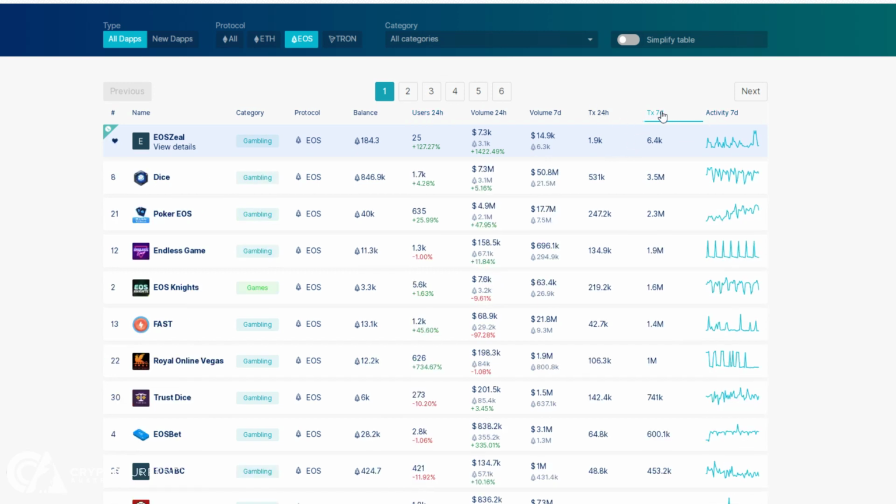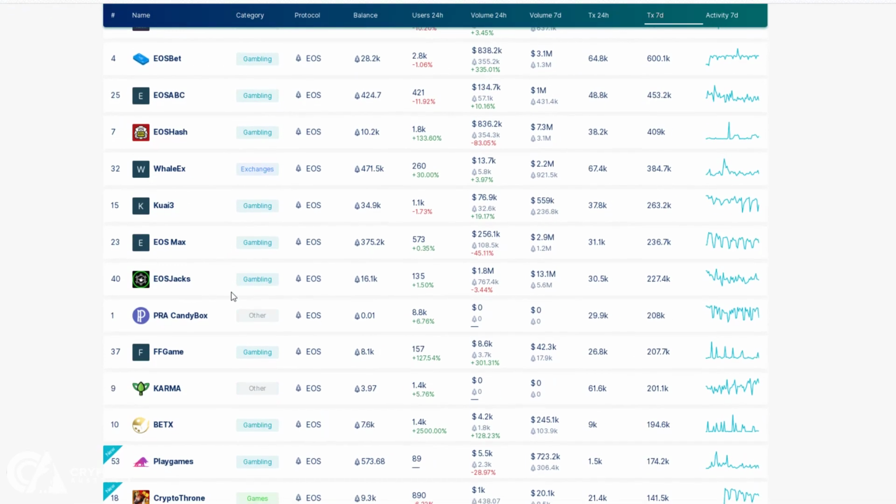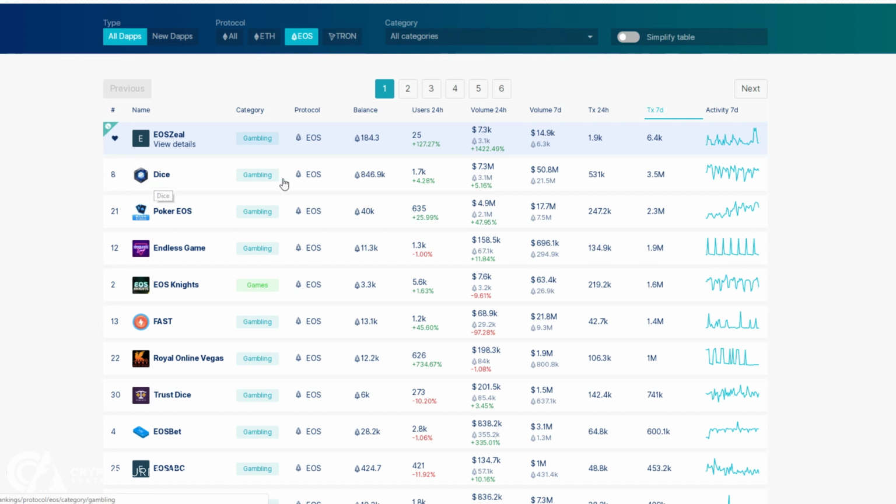So if we go to transaction volume over seven days here, this is where the gambling side of EOS really starts to show. You have a look here in the top 10 to 20 dApps, most of them are gambling. So this dice game did 3.5 million transactions in the past 7 days. Then you have another gambling app, Poker EOS, 2.3 million. Then another gambling app, Endless Game, 1.9 million. And then there's EOS Knights, which is being categorized as a game, but could actually have some gambling aspects to it as well, 1.6 million. And then the list goes on and on. So you can see a significant amount of volume is happening mostly with gambling applications. So gambling apps are absolutely dominating EOS at the moment. It could change in the future, we don't really know, but at the moment they're absolutely dominating EOS.